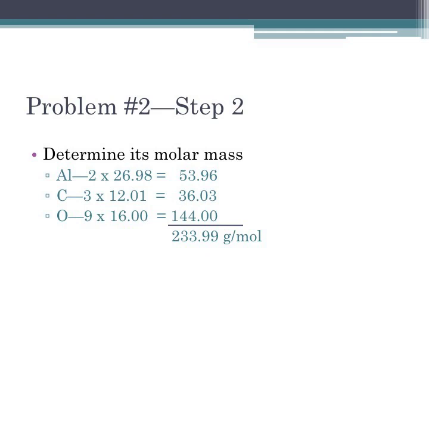Look up their average atomic masses. So I'll have 2 times 26.98 to give me an extended value of 53.96. 3 times 12.01 to give me an extended value of 36.03. And 9 times 16.00 to give me an extended value of 144.00. I add all of those extended values together and I get 233.99 grams per mole.